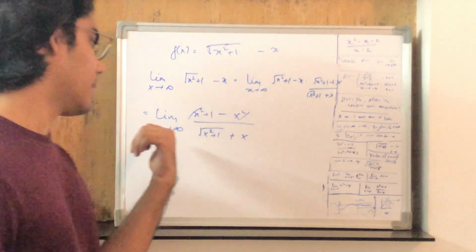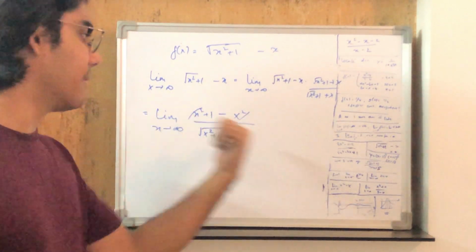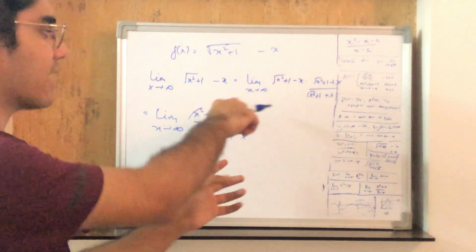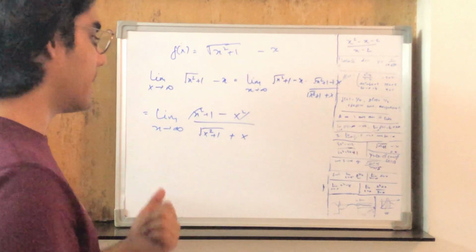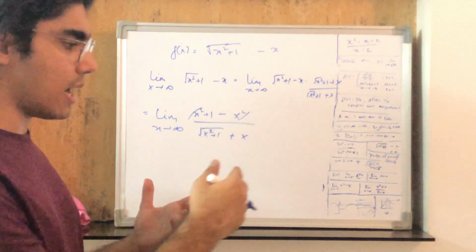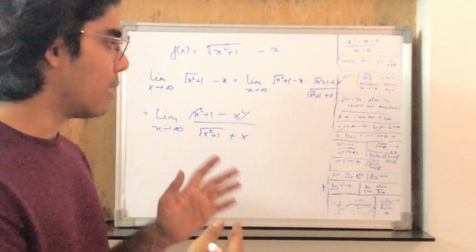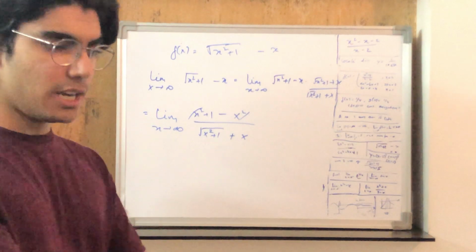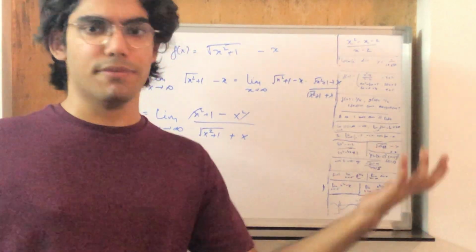Now I can just plug in infinity. I don't have any x term in the numerator. But in the denominator, if I plug in infinity, I'm going to get root of infinity squared plus 1, that's just root infinity, plus infinity. And infinity plus infinity, we know that's infinity.